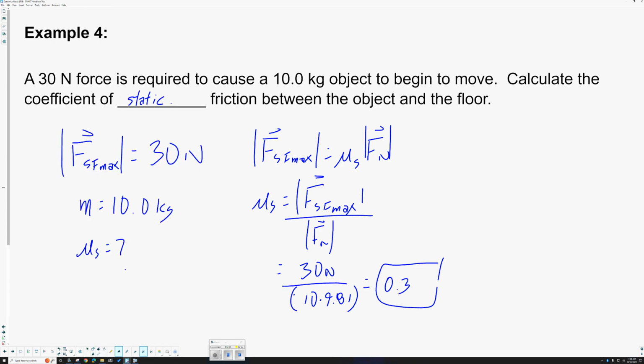0.30, go 3 digits. Oh, actually, it would be 2 digits, 0.31. That's probably a better value. Actually, it makes more sense, right? 0.1 was possible, but that's pretty low, right? 0.3 is probably more realistic, unless we're talking about ice, right? Thank you for that.